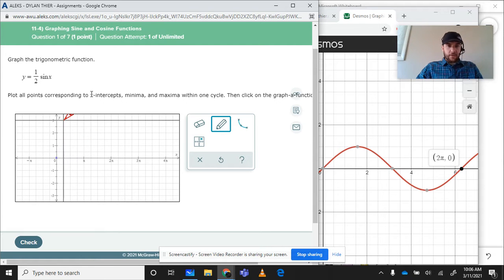Now, the only difference is that ours has this amplitude of 1/2. So we're not going to go all the way up to 1. We're just going to go up to 1/2. I usually fill in the first 3 points, kind of the horizontal ones. So we have 0, pi, 2 pi, and we are only going up to 1/2 and going down to -1/2 in between. We can then plot that and should be good to go.